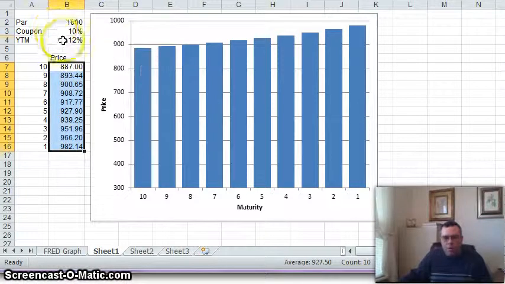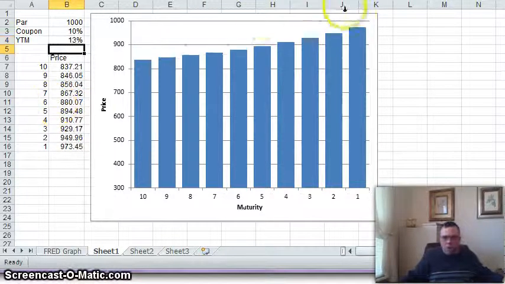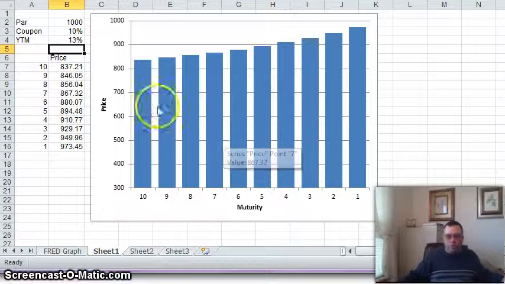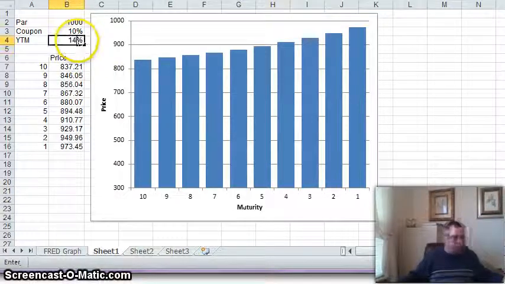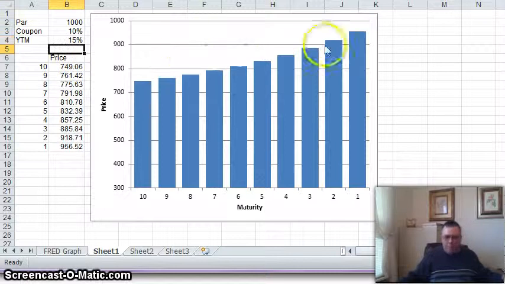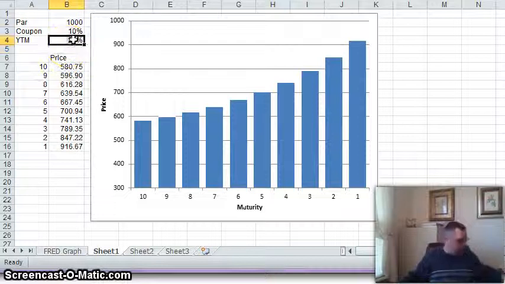The concept I want to show you here is what happens when this yield to maturity goes up. Let's say I raise it to 13. All the prices fall. Yield goes up, prices fall. What if I raise it to 14? Again, all the prices fall. What if I raise it to 15? Again, all the prices fall. What if I jump up a little bit and raise it to 20? Again, the prices drop a bunch. Let's go all the way to 30.